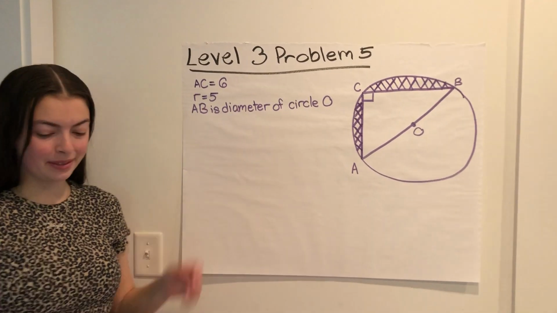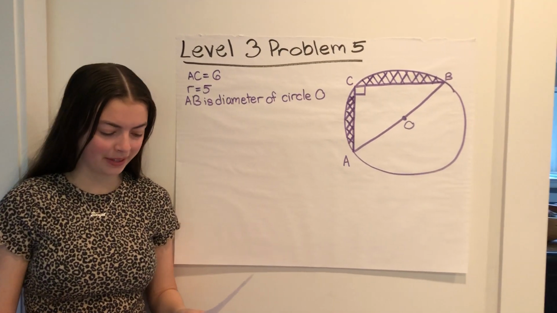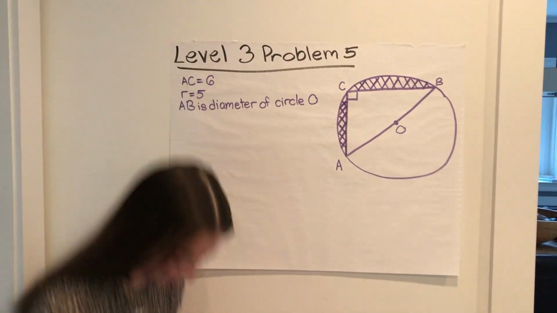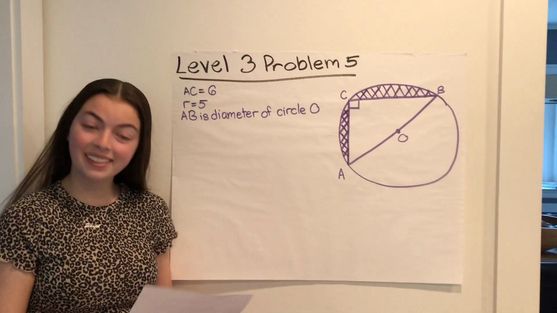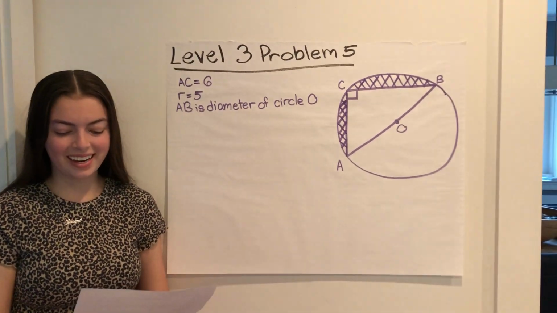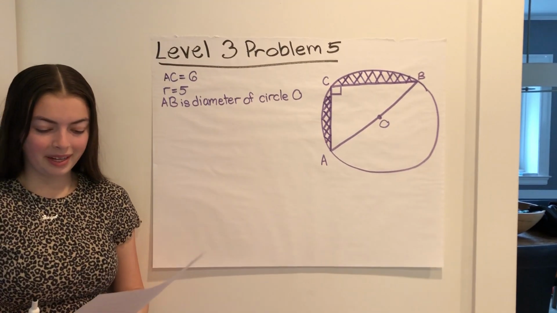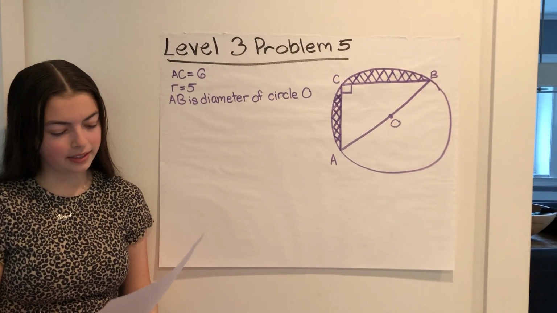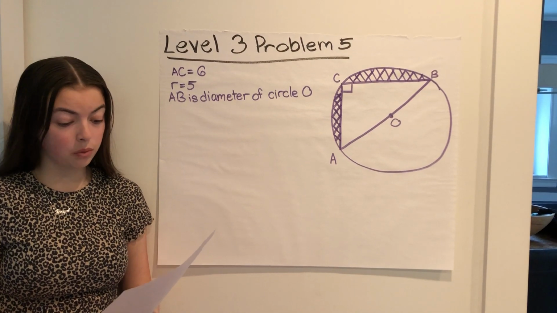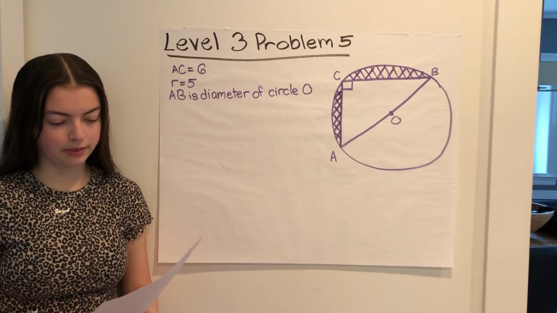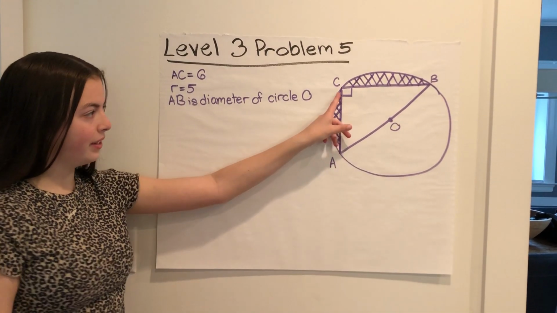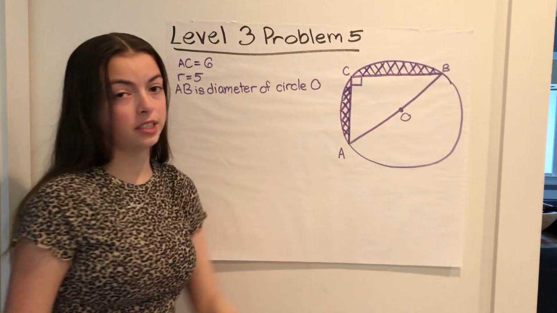So before we get to it, let's start by reading it if you haven't already. It says, in the figure shown, AB is a diameter of circle O. If AC equals 6 and the radius of the circle is 5, what is the perimeter of the highlighted regions? In this diagram, of course, they're crossed off, but that's the region it's talking about.